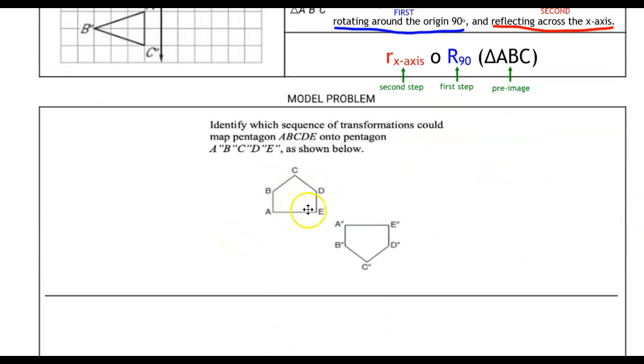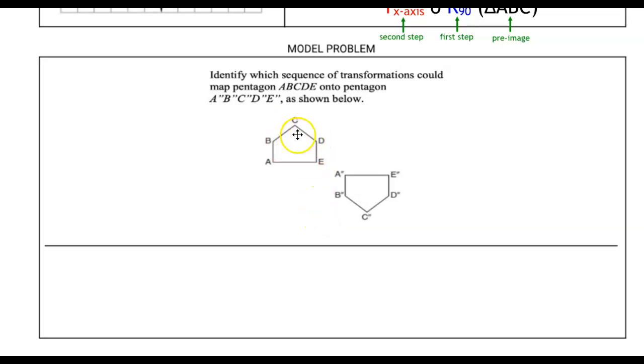This kind of looks like home plate. Identify which sequence of transformations could map pentagon ABCDE, which is this one, onto pentagon A double prime, B double prime, C double prime, D double prime, E double prime as shown below. So what we have to do is name the transformations that brought this onto this. There's a couple of different options here. I'm going to show you two of them. Pause the video and try this one out, and then I will show you my answers.